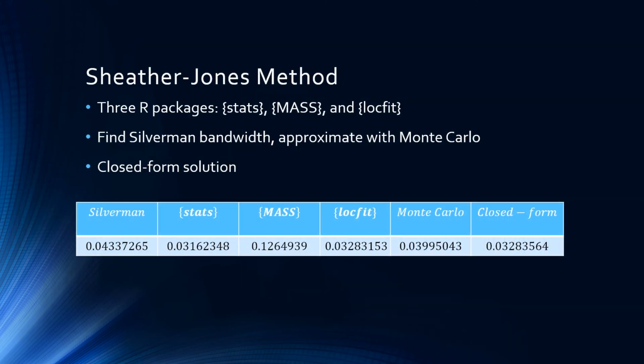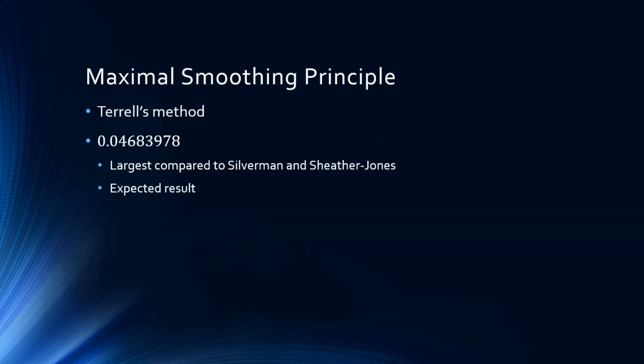Looking at Sheather-Jones, we get the Silverman bandwidth, and then the packages' Monte Carlo approximation and the closed form solution. They're all pretty close here, around 0.3. The outlier so far has been masked, but these two packages have arguments I didn't really take advantage of. I just used it in the locfit package, so that's probably the best explanation why. Looking at the maximal smoothing principle, you also see 0.46, which is the largest, which is what you expect.